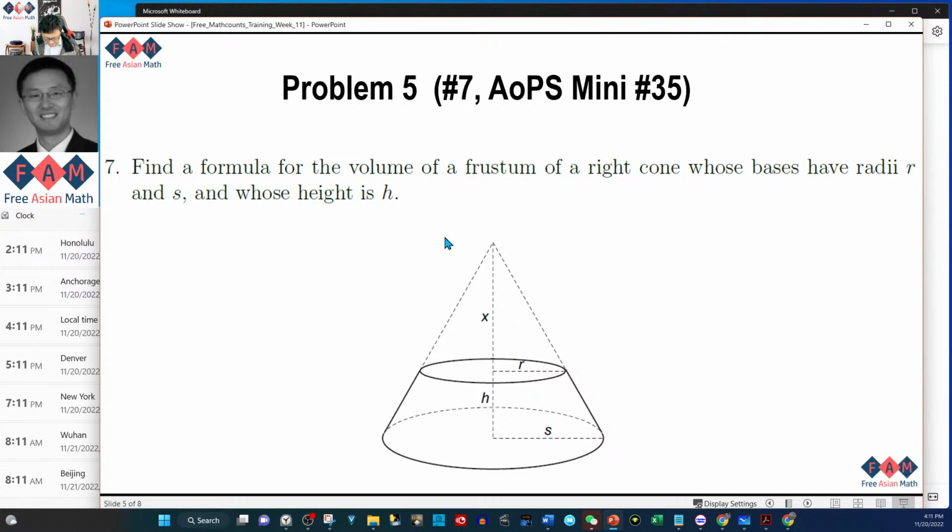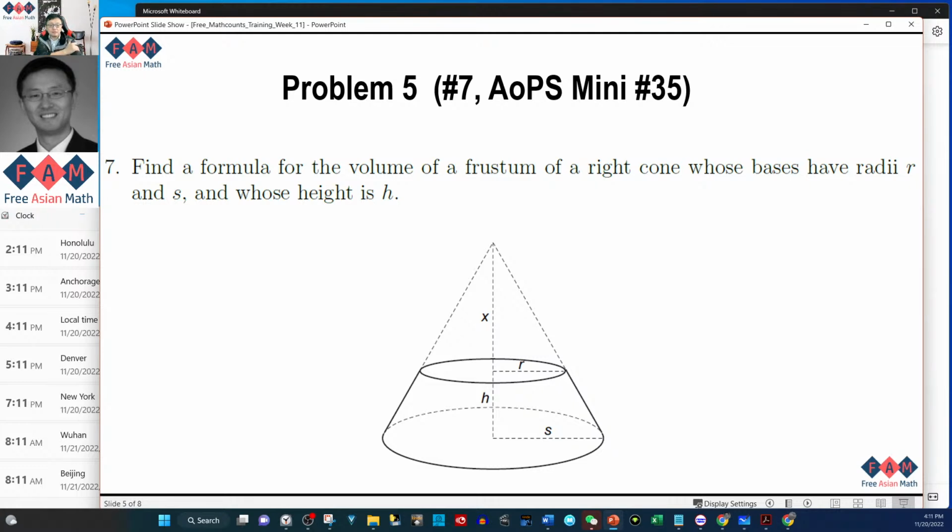Yeah, you have a frustum. What is a frustum? You have a cone, or write a cone here. You cut off the top. Then the bottom, the remaining part, is called a frustum, which is a weird name, but it is what it is. So find the formula for the volume of the remaining part.